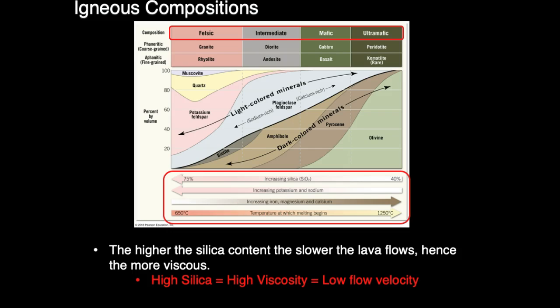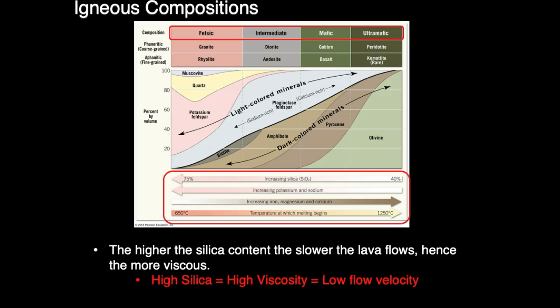So magmas that are felsic in composition flow very slowly due to their silica content. Again, same idea. So these are not very common flows, the felsic type of flows, but I'll show you some of the examples where it does occur. The important thing to take away in this message is, again, with high silica comes high viscosity and in turn low flow velocity.